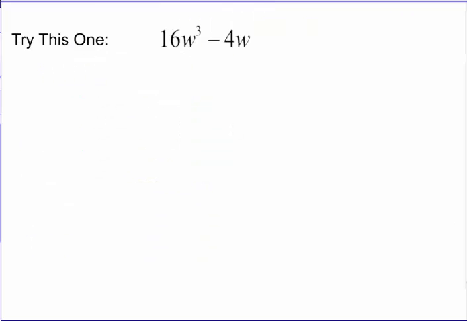This one has an interesting thing that happens. What do they have in common? 4. What else? Look at the variables. Well, I've already got the numbers. They both have, oh yeah, and 1 W. Okay, I hear ones, I'm thinking numbers. Okay, so they have 1 W in common. What's left over in the first spot? Okay, so 4w squared minus. What's left here?